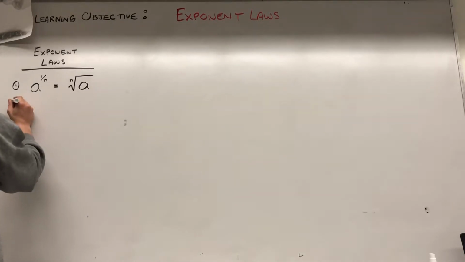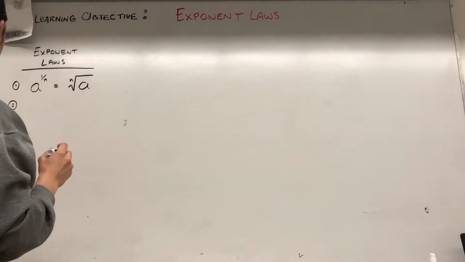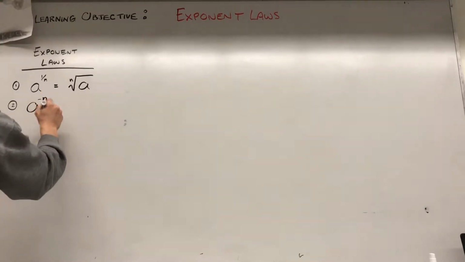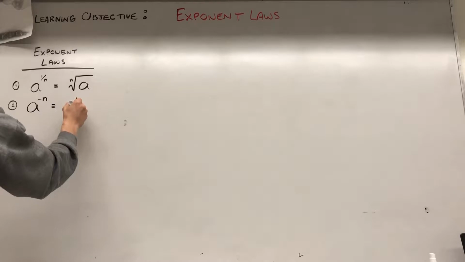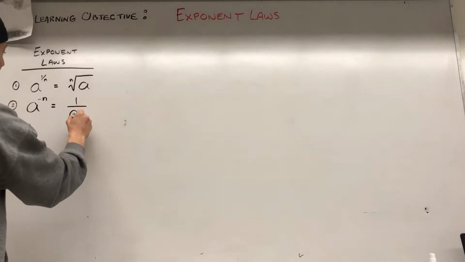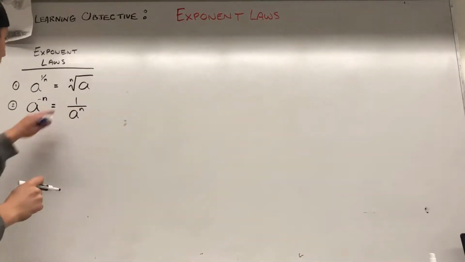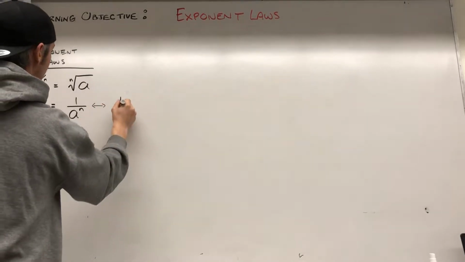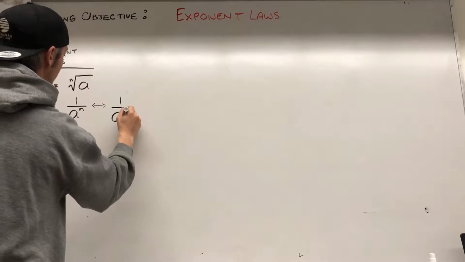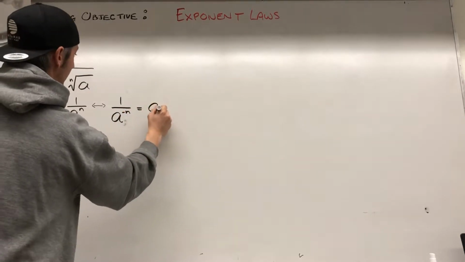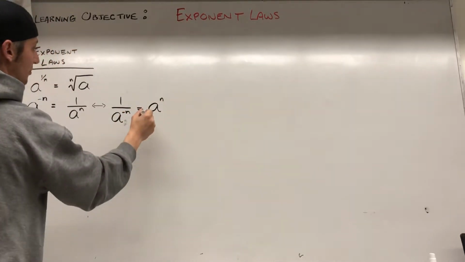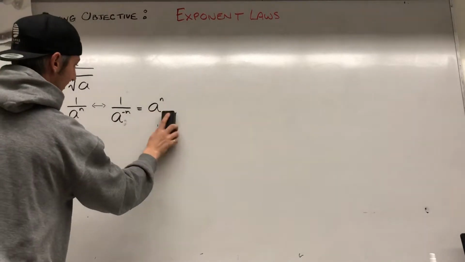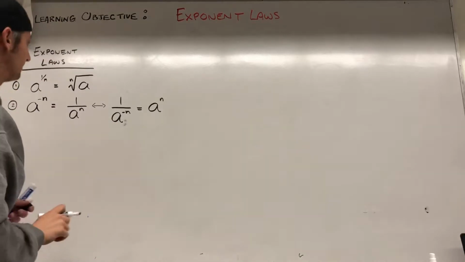And the second law we discussed in the last video was that a, any number, to a negative exponent n, is rewritten as the inverse of that positive root. So 1 over a to the n, which can also be written as 1 over a to a negative exponent, is the same as a to that positive exponent over an invisible 1, because it just flips to the other side of the divisor there.